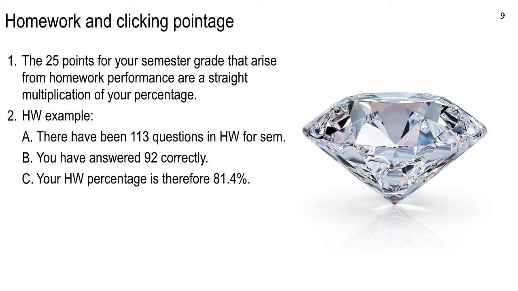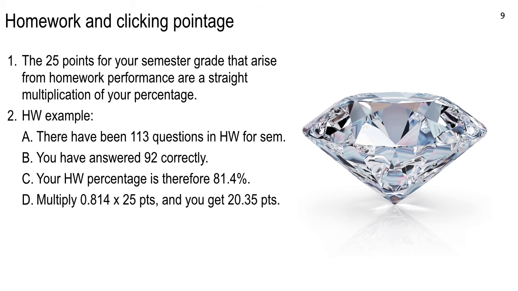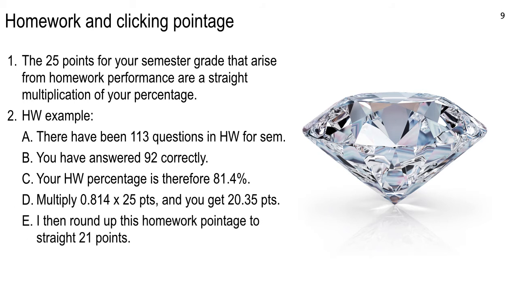So how do we figure that out? Well, you just take that percentage and multiply by 25. Go ahead and jot this down: 0.814 times 25 points. You work that out, it's 20.35 points. And then what I do in the spreadsheet is I round that up, always up. Notice that if I were rounding to the nearest whole number, I'd round it to 20. But if you're rounding up, it's 21. So that's what you get, 21 out of 25.